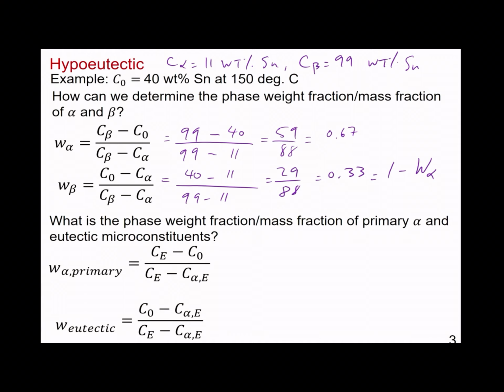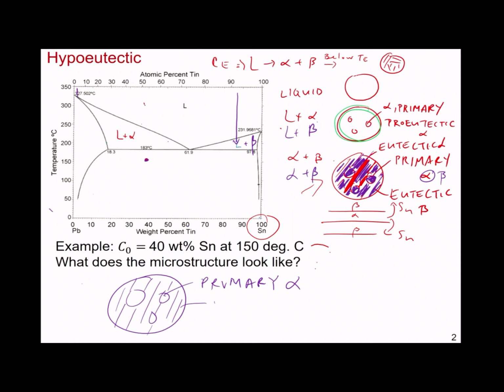So all these terms that we've been discussing, primary, eutectic alpha, eutectic beta, those are microconstituents that make up your microstructure. So we can now delineate how much of the total alpha that exists in your system is primary and how much of it is the eutectic alpha. So I'm going to go back to the plot, and I know if I'm coming down to this liquid plus alpha region, I'm going to form primary alpha first. I'm going to form proeutectic alpha first, right?